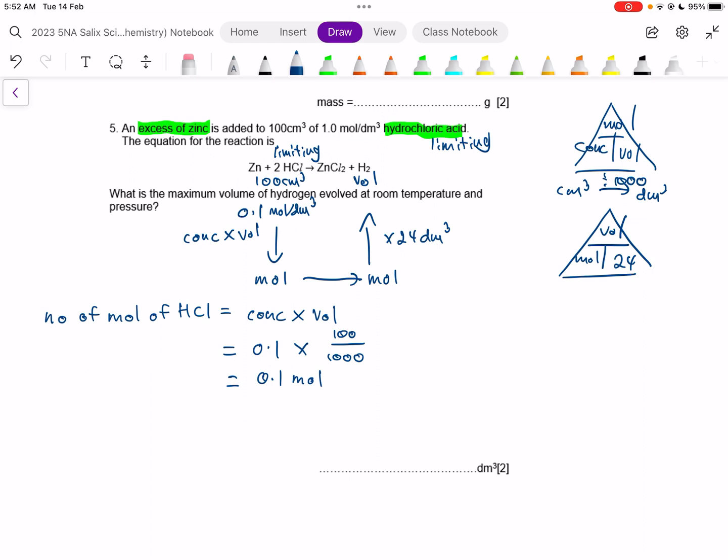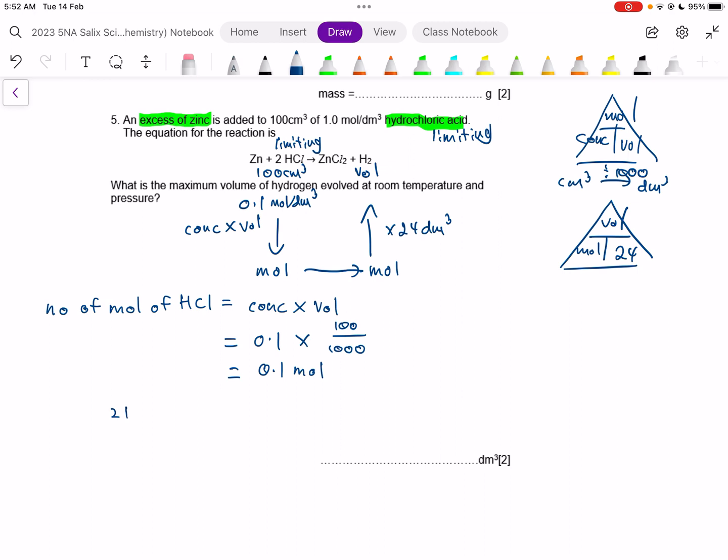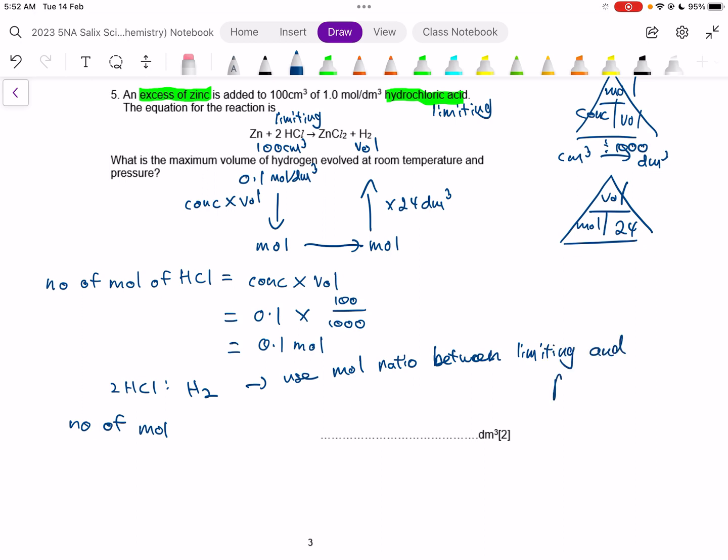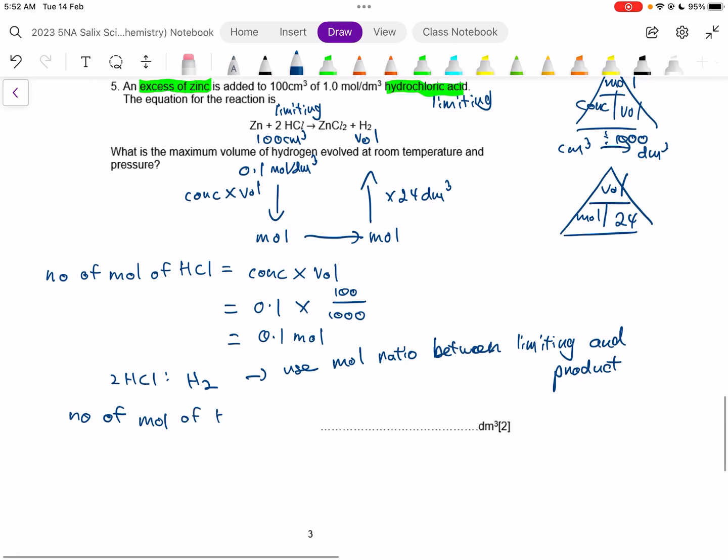Next thing, I use the mole ratio between my limiting as well as my product. I'm just writing a comment to tell you only. Use mole ratio between limiting and product. So 0.1 divided by 2, so 0.05 moles.